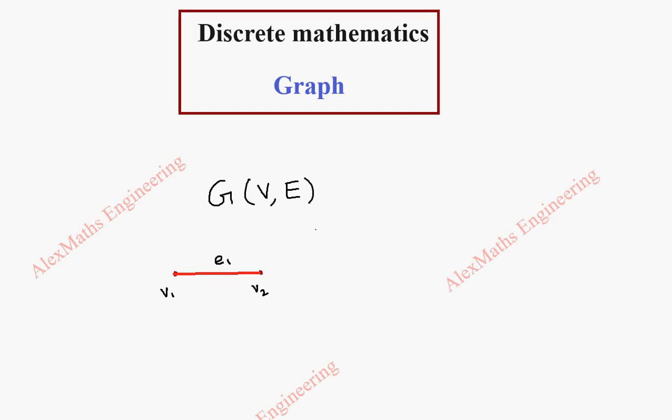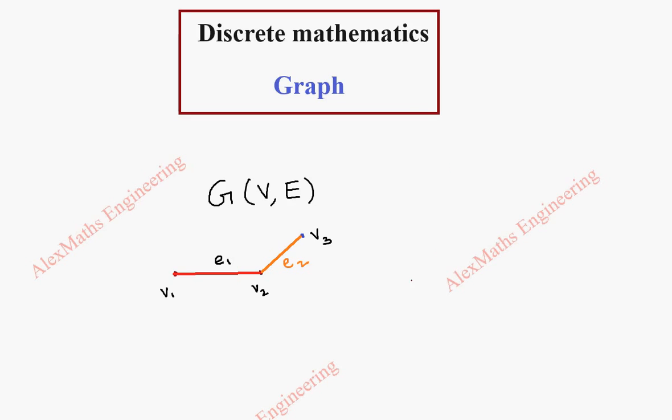I may have any number of vertices. Suppose this is another vertex V3 and I can also join these two, I get edge 2. So in this way a graph consists of a set of vertices and edges. When we say G is (V, E), these edges need not always be a straight line. It can be short, it can be longer, it can be curved, it can be in any form.